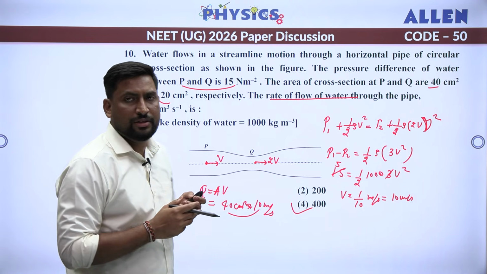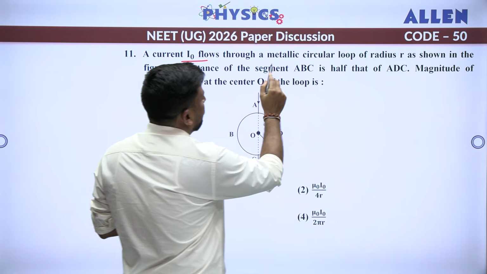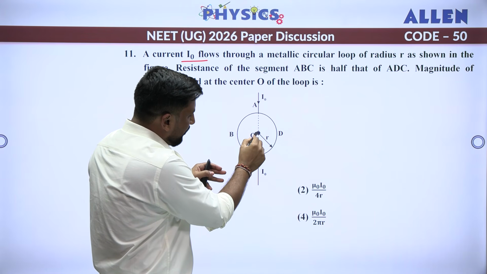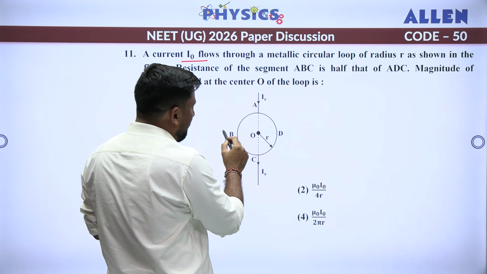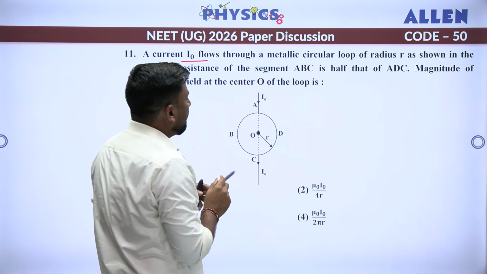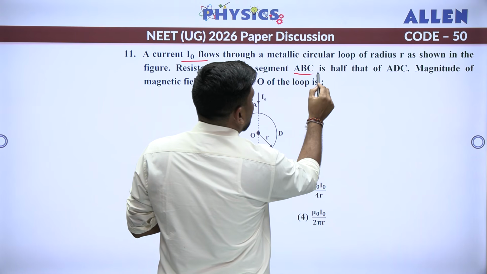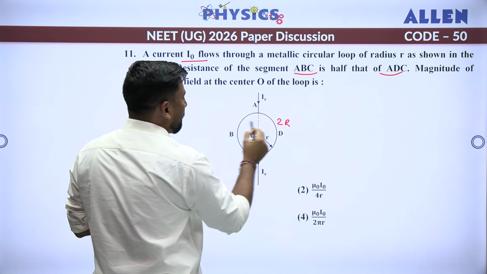So for question number 10, answer 4 is correct. Now they are saying a current of I naught is flowing. In this question, they want you to find the magnetic field at the center. But for each semicircular part the resistance is different. They are saying the resistance of ABC is half of ADC. So for the ADC, let's suppose it's 2R, then for this it is R.